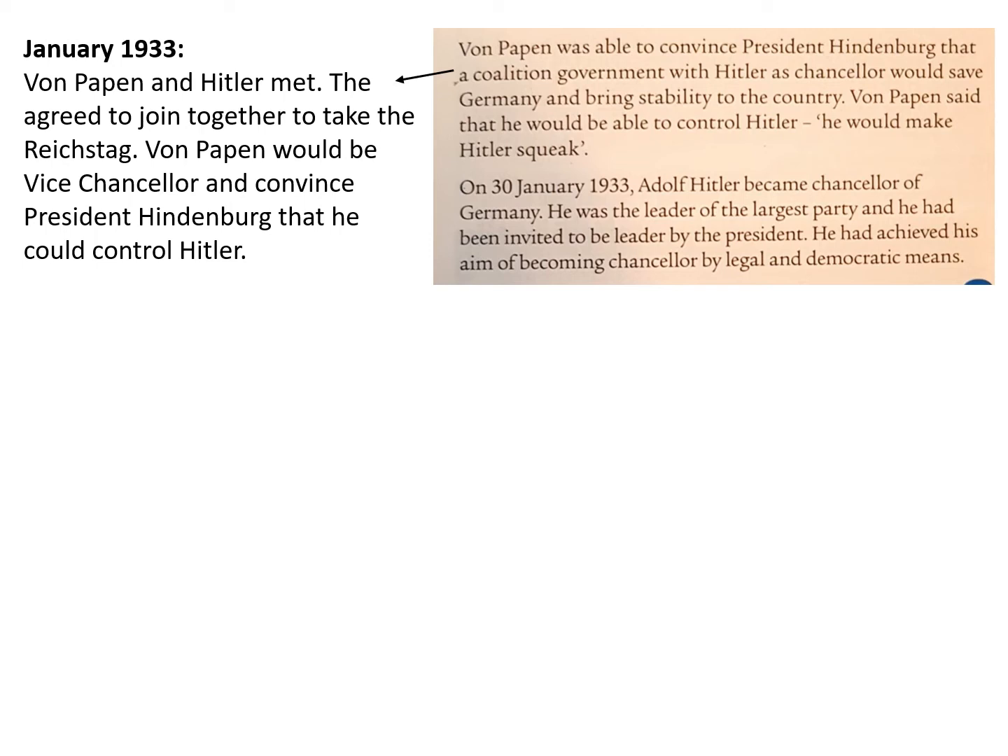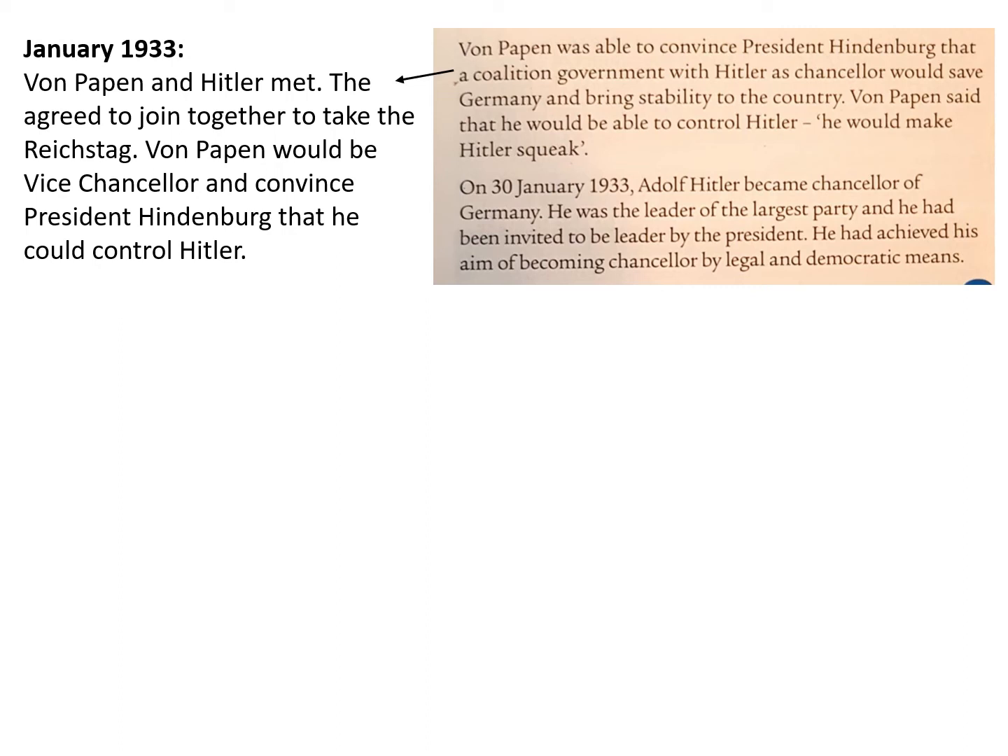So even though he was Vice-Chancellor, essentially he'd be Chancellor. But this is Adolf Hitler we're talking about. There ain't no one that's going to control Adolf Hitler. So it was a very silly, kind of arrogant thing for von Papen to think. But he does convince President Hindenburg. So on January 30th, 1933, Hindenburg allows Adolf Hitler to become Chancellor of Germany.